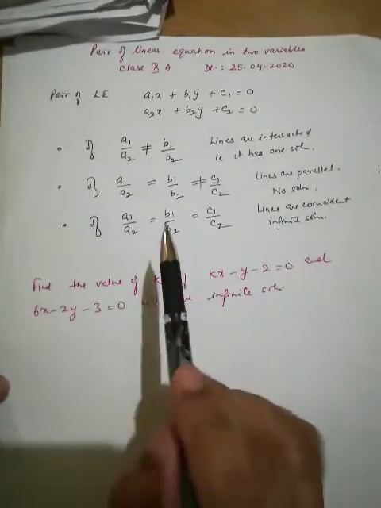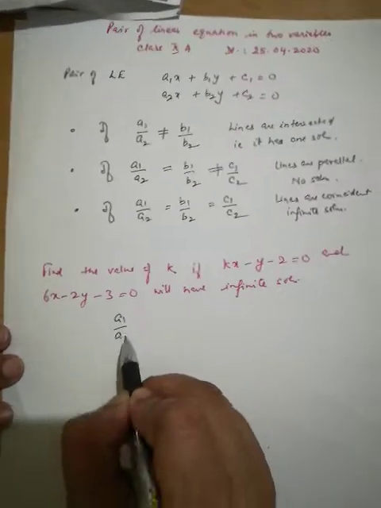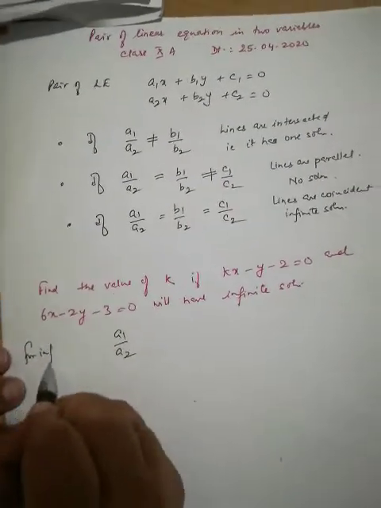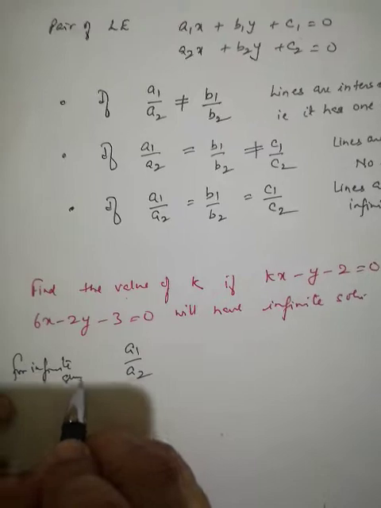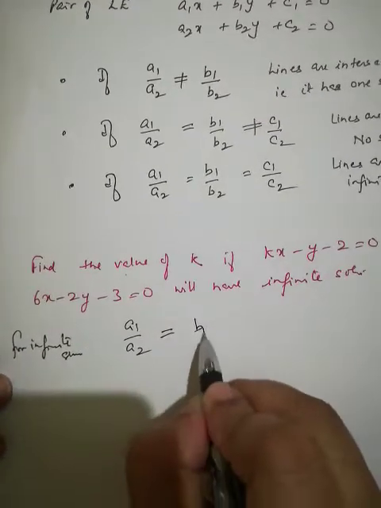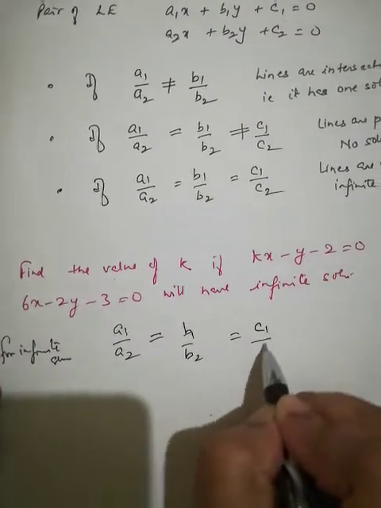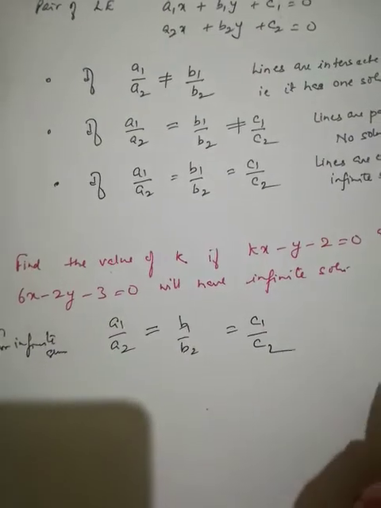For infinite solutions, our condition is a1 by a2, this is for infinite, right? For infinite solutions, we have a1 by a2 equal to b1 by b2 equal to c1 by c2. This is the condition, right?